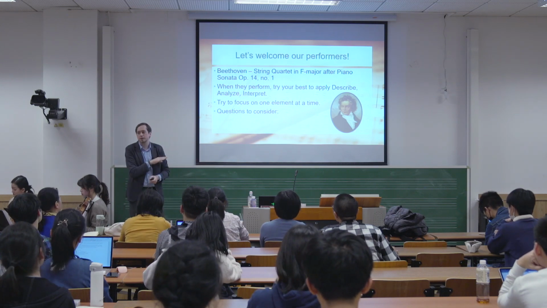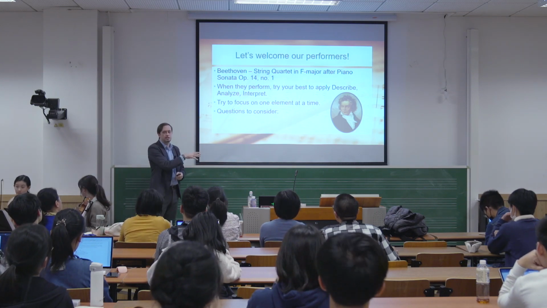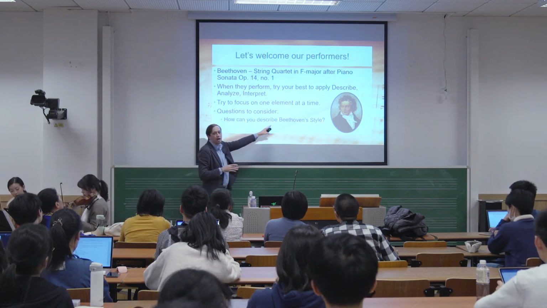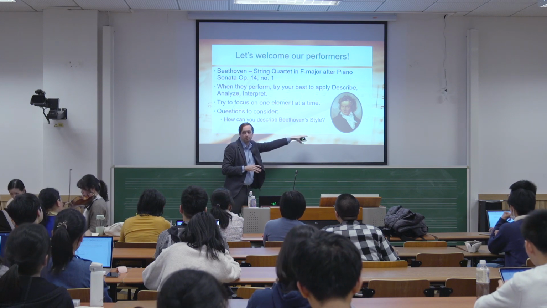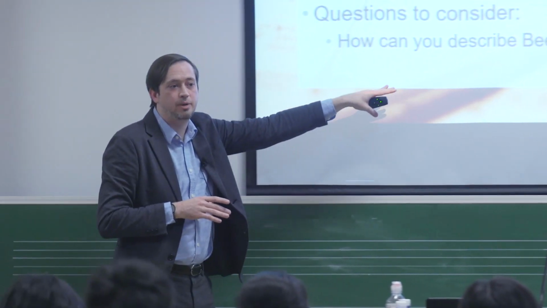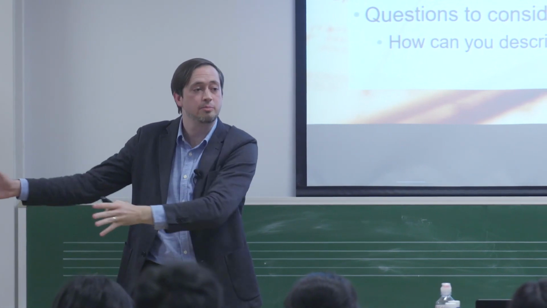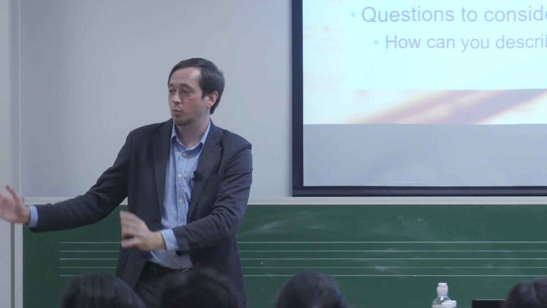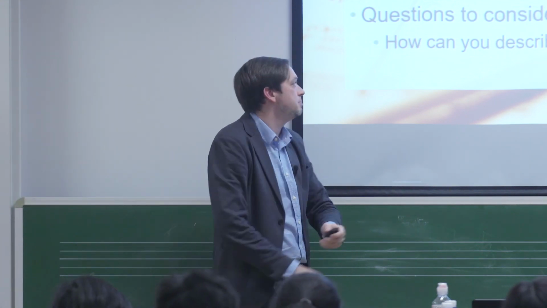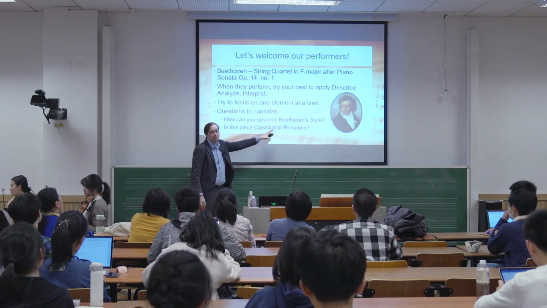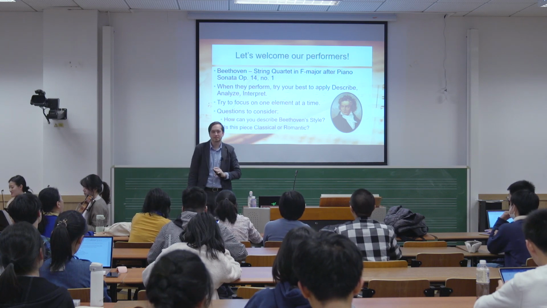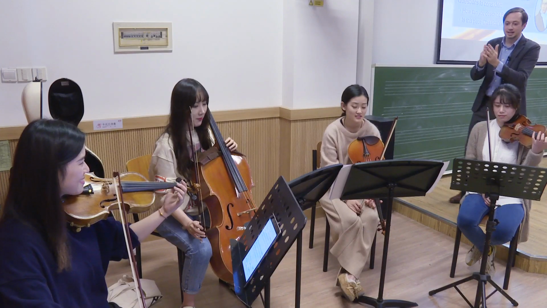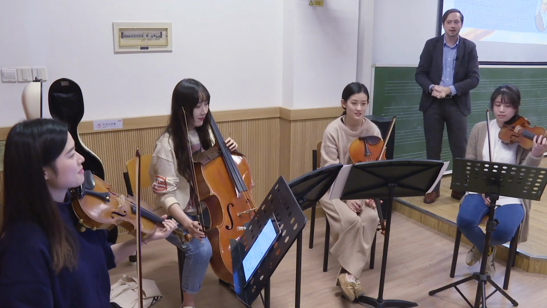Now I want you to ask yourself 2 questions, and then we'll discuss these questions after they play. How can you describe Beethoven's style? Try to take it from this piece, because we know that his style changed over time, but we can try and describe it in the context of this piece. And then, is this piece classical or romantic? All right? This is a good question. So let's go ahead, welcome our performers, and you guys just play, and we'll just listen.